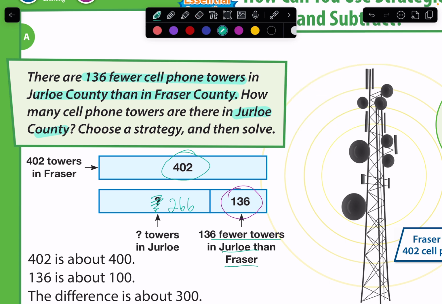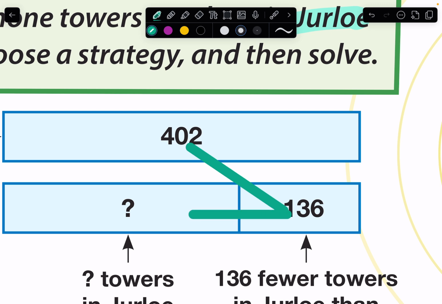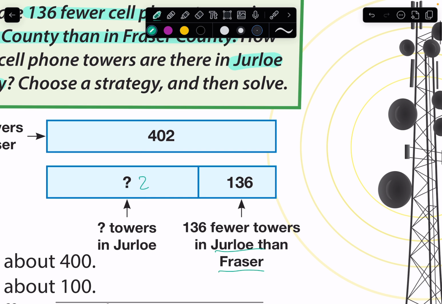Now, if you want to check your answer and push yourself further, this bar graph here actually explains itself as a triangle. For example, we found out that 402 minus 136 equals 266. But now, how do we complete this triangle? Watch this. 266 plus 136 should equal 402. Let's see if that's true.